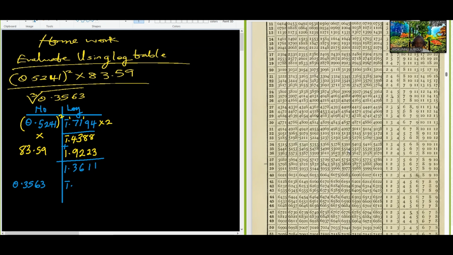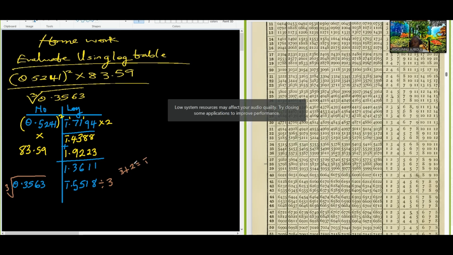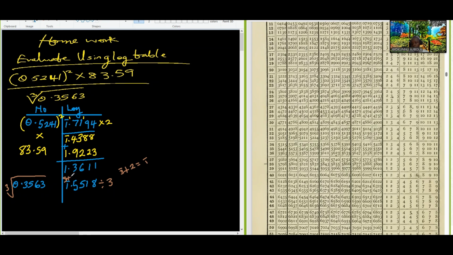That will be 5518. But because we are finding the cube root, we're going to divide this by 3. So to find the cube root of this means divide by 3. By 1, we cannot divide by 3. So bar 3 plus 2 will give us bar 1. That is minus 3 plus 2 gives us negative 1. So we replace bar 1 with bar 3, then plus the 2.